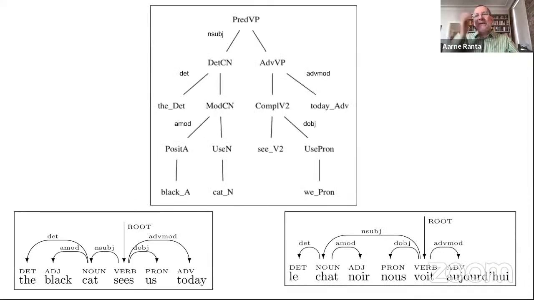And then you can also do the same as a kind of modified version of linearization. You can, for all languages in the RGL, derive these universal dependency trees.